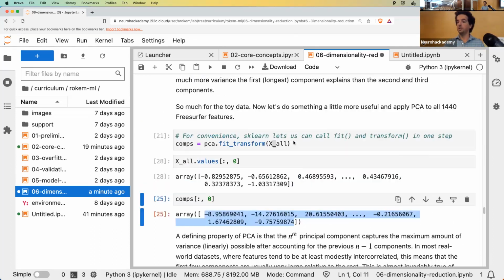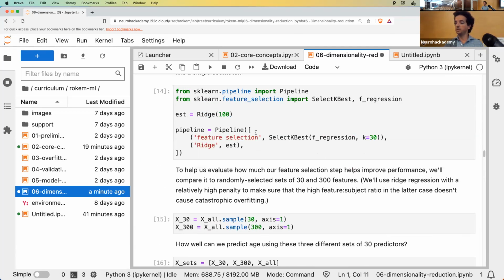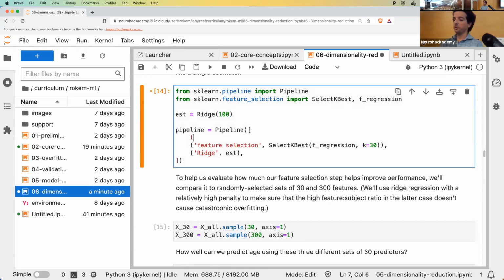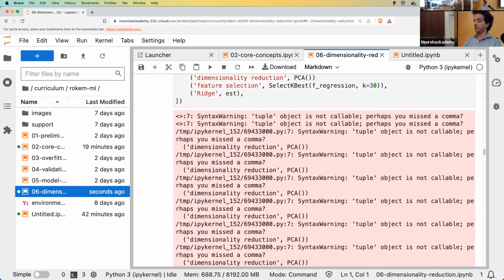So that would be a pipeline that includes, I don't think we have it here, but you could do something like dimensionality reduction, PCA, n components equals 30, or n components, we actually don't need n components here at all. We can just take all the components and then, whoops.